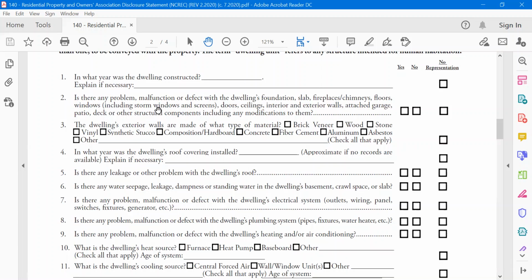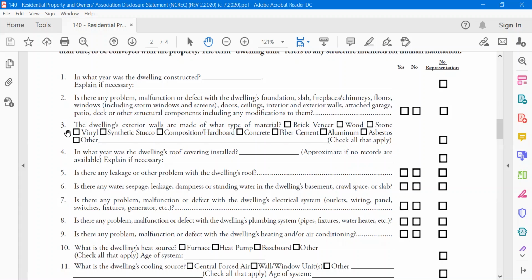It asks about if there's any problems with the dwelling's foundation or interior, exterior walls, doors, structural components. The seller will check yes, no, or no representation. Understand that the no representation column simply means that the seller is unsure and cannot accurately represent whether it is a yes or a no to whatever this question is asking.